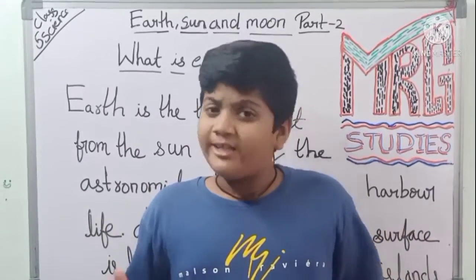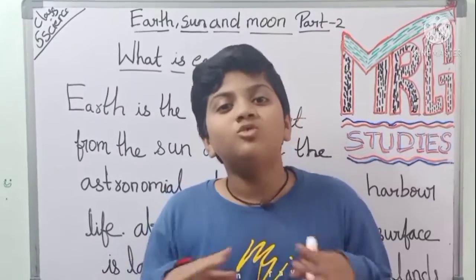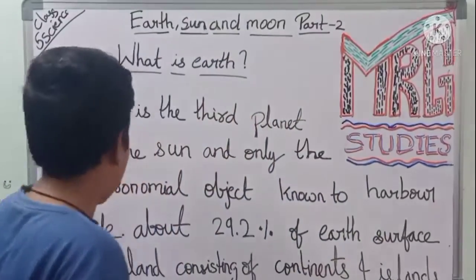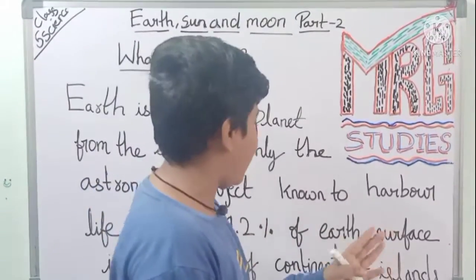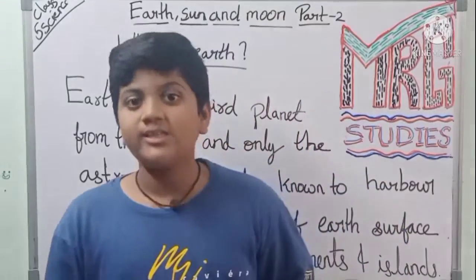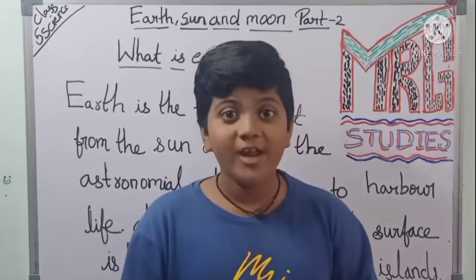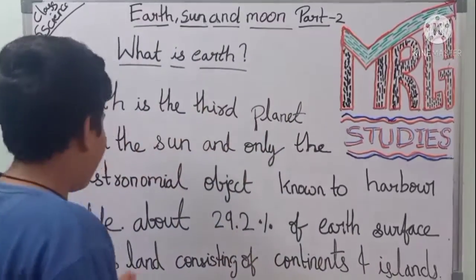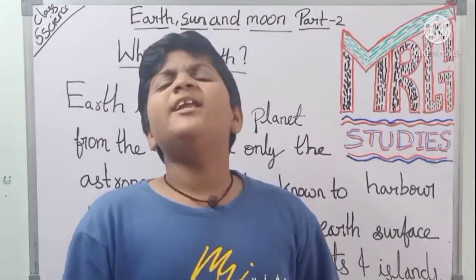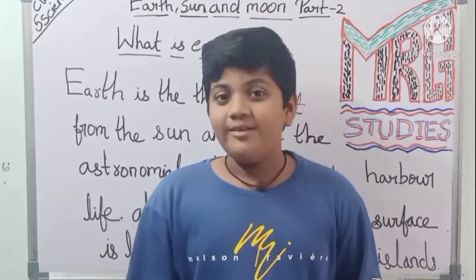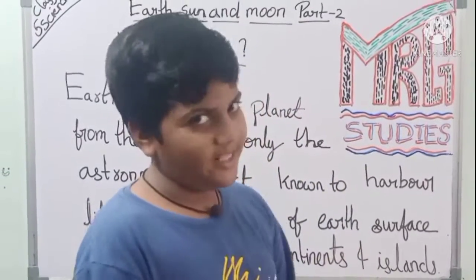In space, nobody is there: no oxygen, no plants, no food. About 29.2% of the Earth's surface is land, and 75% is only water. Okay friends, the land consists of continents and islands. Which continent are we in? Asia. Yes friends, Asia. And islands.